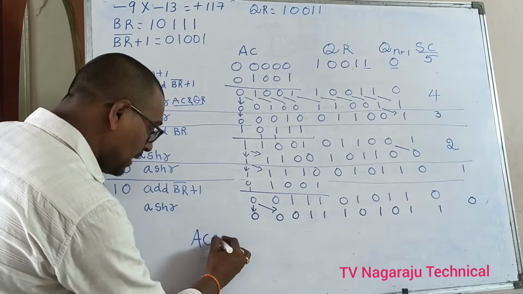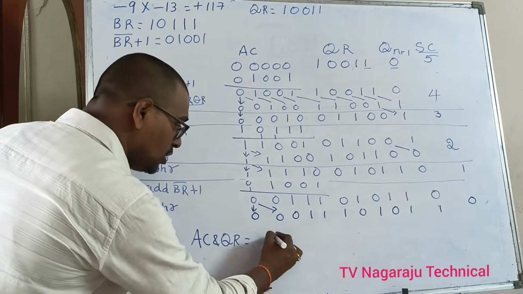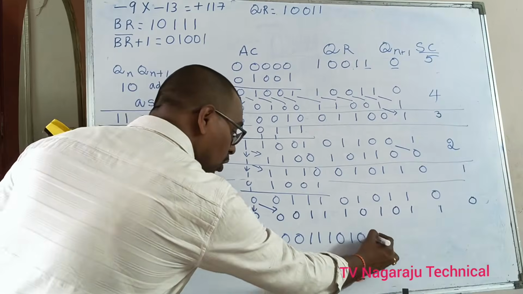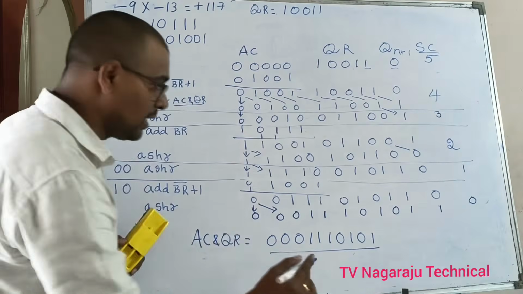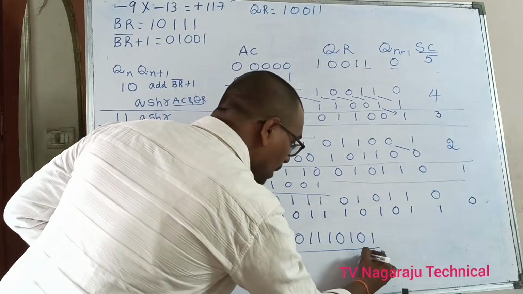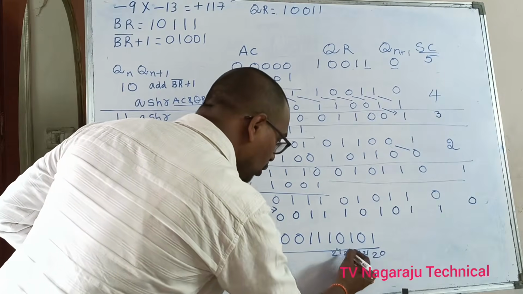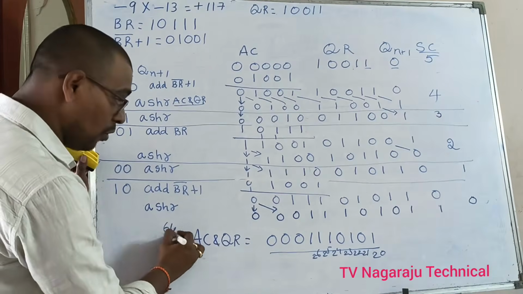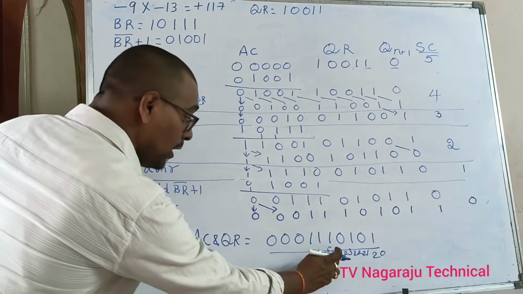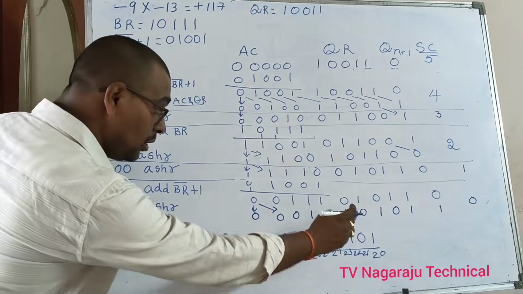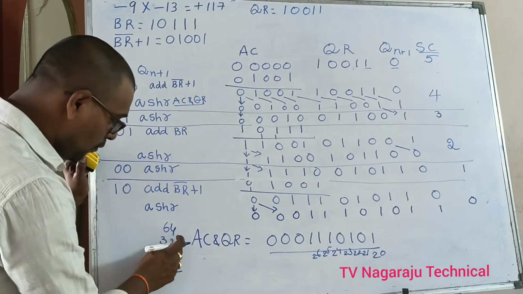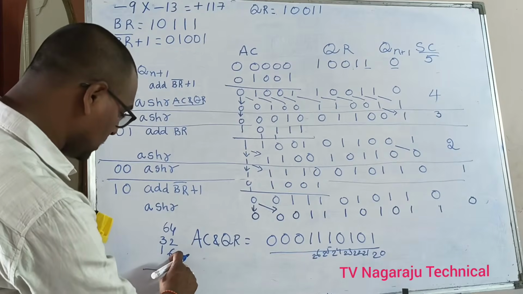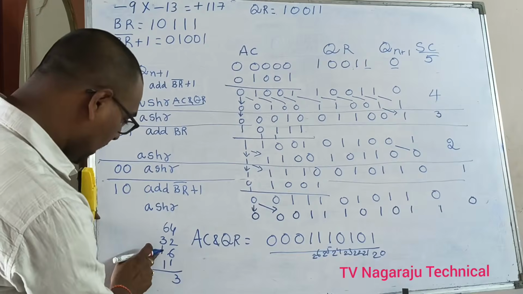Finally, what is the number that is present in AC and QR? 0, 0, 0, 1, 1, 1, 0, 1, 0, 1. This is the number. Now calculate. 2 power 0, 2 power 1, 2 square, 2 cube, 2 power 4, 2 power 5, 2 power 6. 2 power 6 in the sense 64, 2 power 5, 32, 2 power 4, 16 and 2 power 0, 1. What is the number? 6 plus 6, 12. So 4 plus 2, 6. 6 plus 6, 12, 13, 9, 10, 11.